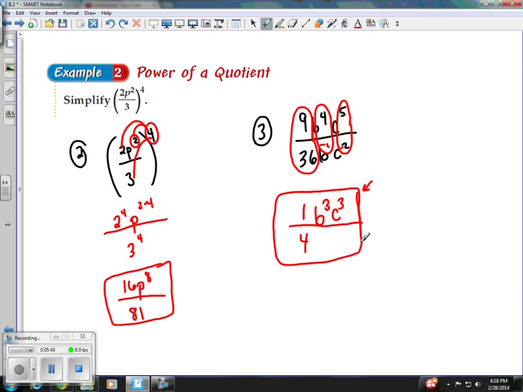Now this will help us later on to go ahead and start writing it this way. However, if you're on a multiple choice test, sometimes you'll see it written 1/4, b to the third, c to the third. Both answers are correct. It's just the way in red will help us out when we get into our next sections.